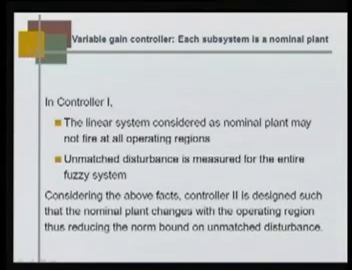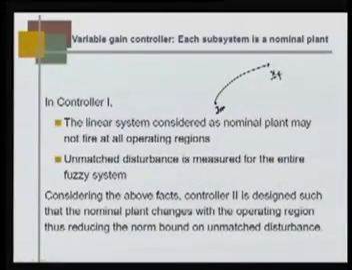In controller 1, the salient points are: the linear system considered as the nominal plant may not fit at all operating regions, as the system is traversing from one point to another point, x1 to xf. We selected the system matrices A and B of a specific subsystem to be the nominal plant. So that may not fit all the time as it moves. Unmatched disturbance is measured for the entire fuzzy system.